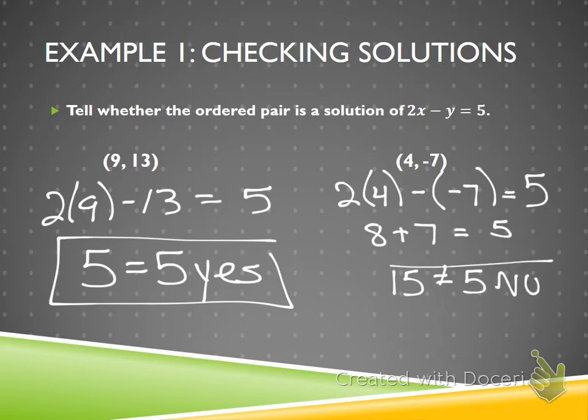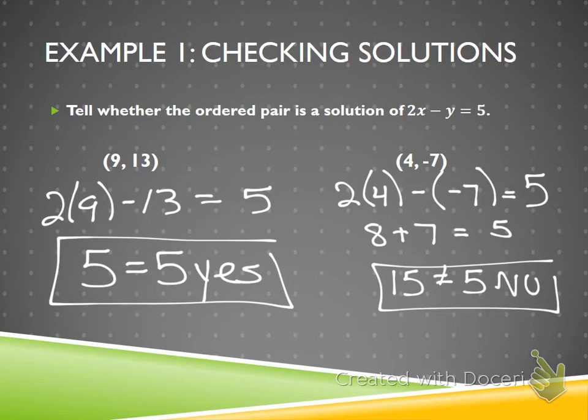No. Well, if you forget to change your double negative, 8 minus 7 is still 1 and it does not equal. So technically you would get the answer right, but you would still get it marked wrong because you didn't do the operations correctly. So make sure you catch those double negatives. So example 1 is just checking solutions.